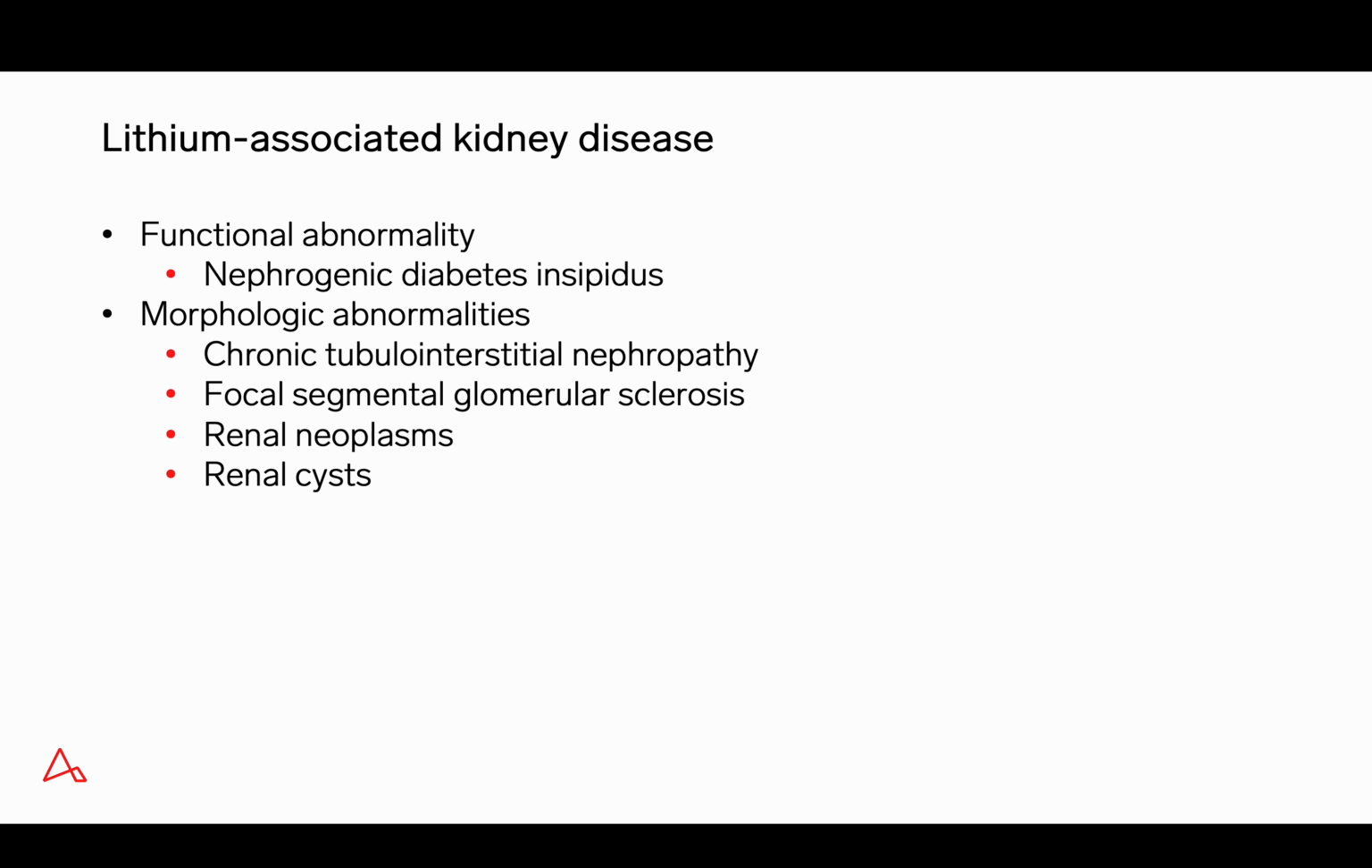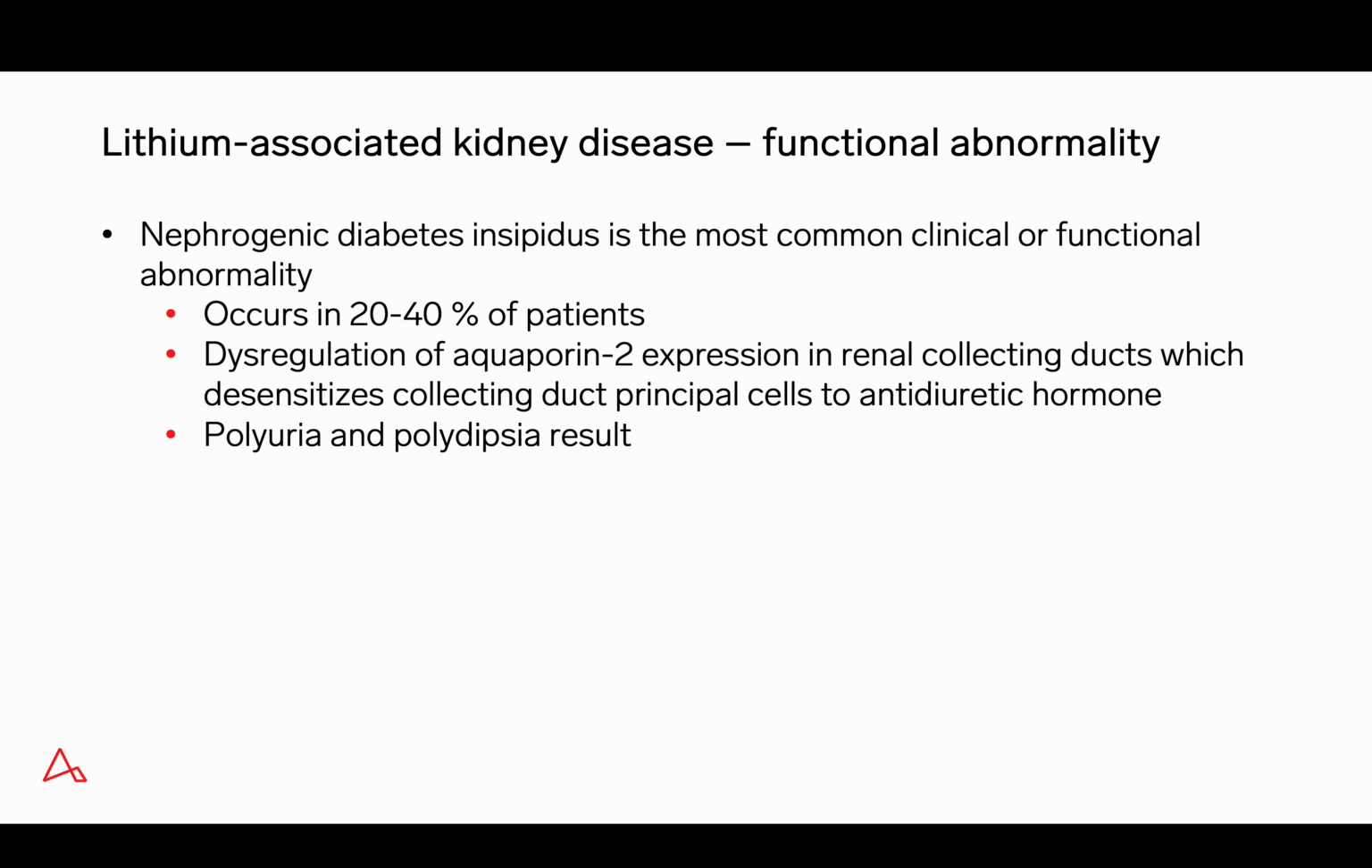Now I'd like to move on to lithium-associated kidney disease. Lithium has many renal consequences, both functional and morphologic. The most common abnormality is the functional abnormality of nephrogenic diabetes insipidus. This is present in 20 to 40% of patients on lithium, and it's due to dysregulation of the aquaporin 2 expression in the renal collecting ducts. And they become desensitized to antidiuretic hormones, so patients present with polyuria and polydipsia.